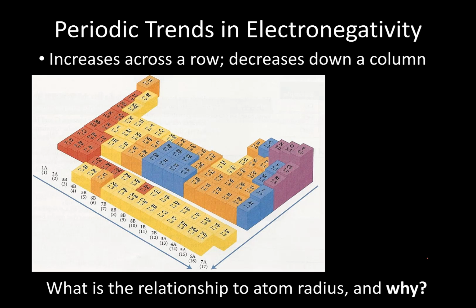What you can notice is it increases across a row. So as you go from left to right in the periodic table, you see that the electronegativity increases. And then as you go down a column from top to bottom, you observe a decrease.